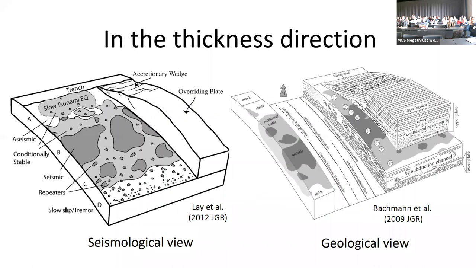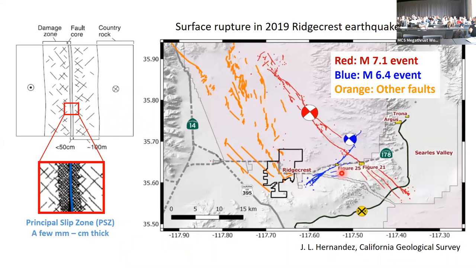We've learned a lot about fault behavior from strike slip faults. What we learned is this textbook scenario: we have a principal slip zone that can produce earthquakes. Then we have a fault core with fine grained cataclasite. And when we move away, we have a damage zone and then eventually country rock. And so that's the traditional fault structure. But even for strike slip faults, we have surprises.